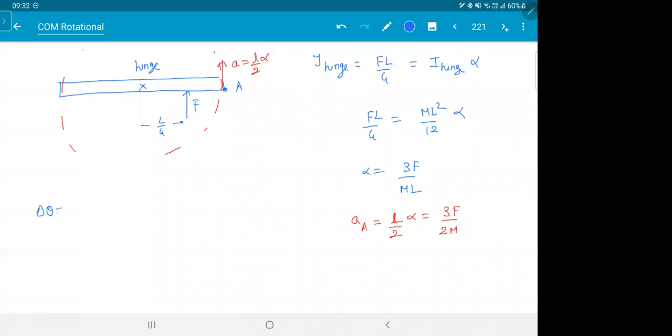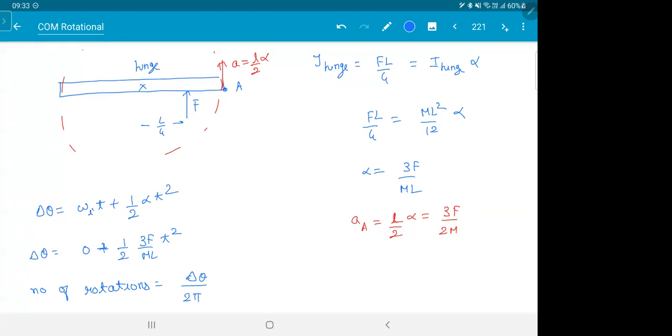We know this formula: delta theta is omega initial into time plus half alpha t square, circular motion. The angle rotated would be, with omega 0 initially, half alpha, which is 3F by mL, t square. What is the number of rotations? Suppose the angle rotated is 720 degrees, how many revolutions is that? Delta theta by 2 pi.